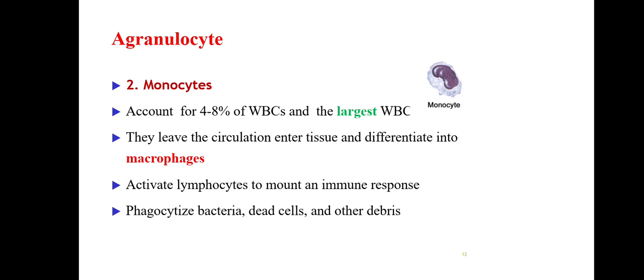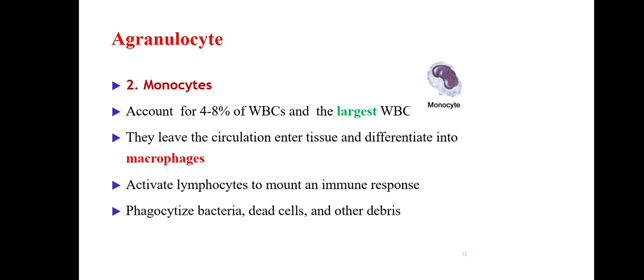Then finally we have monocytes. They account for 4 to 8% of the entire white blood cells, and they are the largest white blood cells. Monocytes are the largest white blood cells. So you should be noting this. We've been talking about white blood cells in terms of number and in terms of size. In terms of number, the highest is the neutrophils, because they are about 60 to 70% of the total white blood cells. However, when I look at the size, the monocytes are the largest ones.